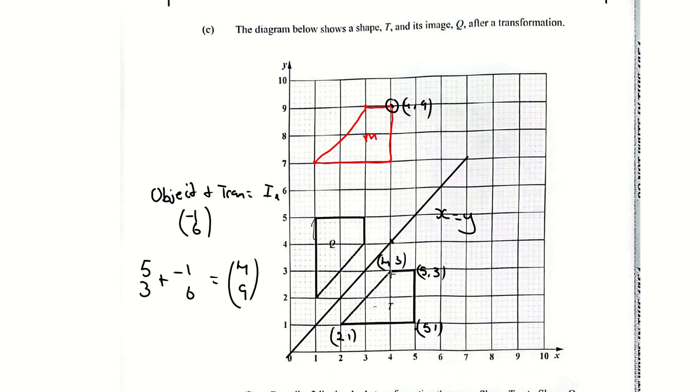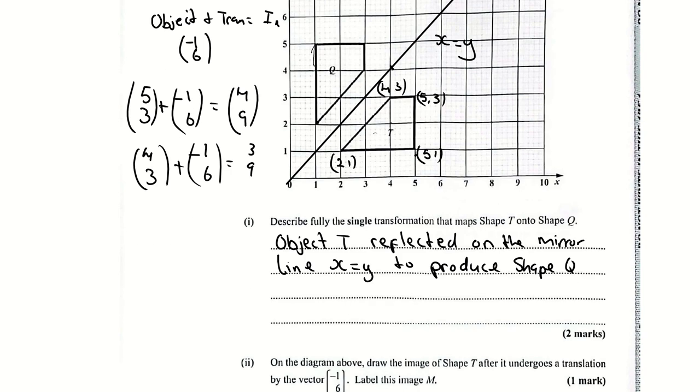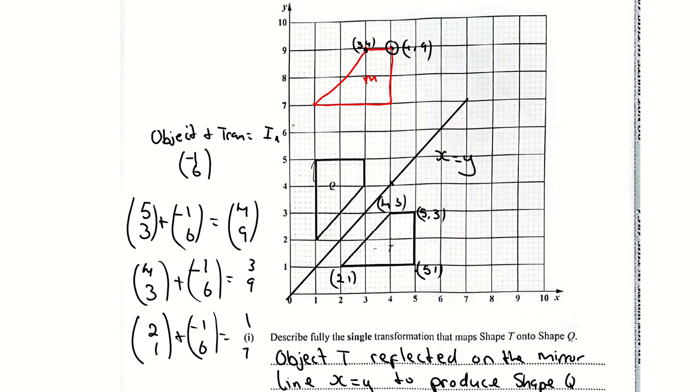Then you do the same thing, 4, 3. 4 on top, 3 at the bottom, plus our translation of minus 1, 6. This would be 3, 9. This here is 3, 9. The next one here is going to be 2, 1. 2, 1 plus minus 1, 6 would be 1 on top, 7 at the bottom. So it's 1, 7. So you're looking for 1, 7. This is x is 1, y is 7.